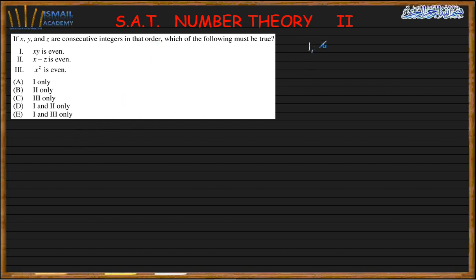So we have 1, 2, 3, 4, 5, 6, and so on. These are consecutive integers. And same thing: 0, minus 1, minus 2, minus 3, minus 4, and so on. These are consecutive integers. So if they ask me for three consecutive integers in order, it can be either 2, 3, 4, or 1, 2, 3, or 0, 1, 2, and so on. So those are three consecutive integers.